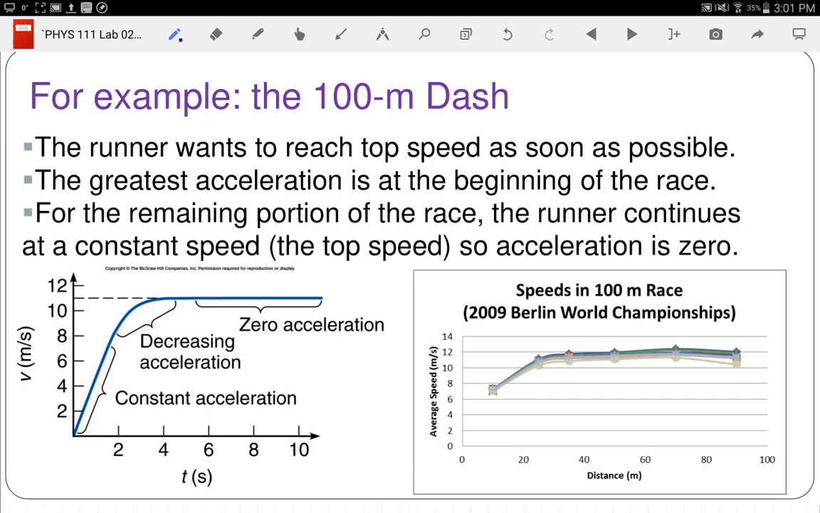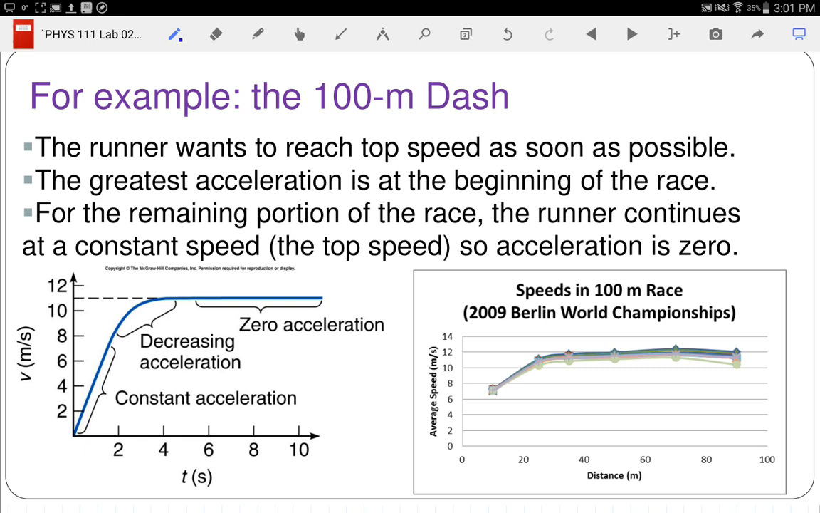This here is actual data. I went out and plotted the data for what people are doing in the 100-meter race. This was the 2009 Berlin World Championship. Because a lot of times when we see sprinters running a race, like Usain Bolt, we're like, man, that dude is just fast and he's running away from everyone. He must be going faster and faster.